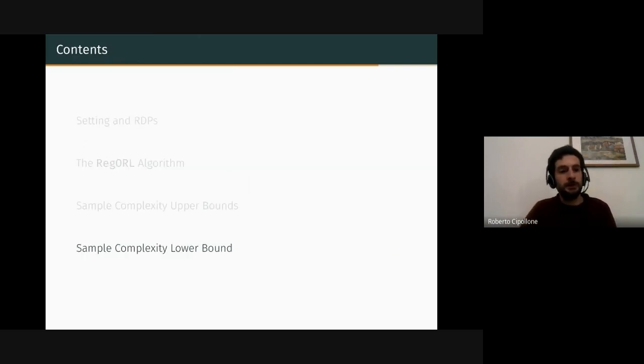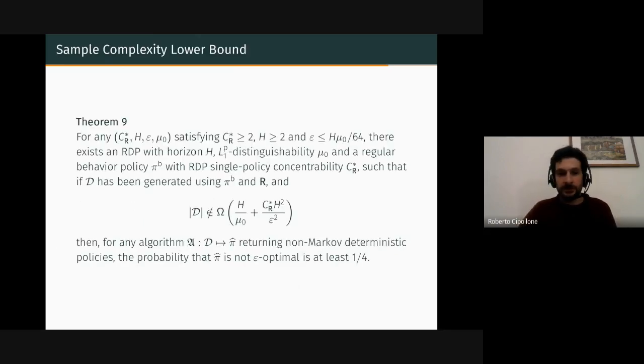The last contribution of the paper is the sample complexity lower bound. So this is the expression. Basically, we have a bound that depends on the concentrability coefficient, horizon, near optimality, and a distinguishability parameter. This time, we have an L1 distinguishability over prefixes. It's not the same as the upper bound. It's a bit larger, but it's still defined as a distinguishability.